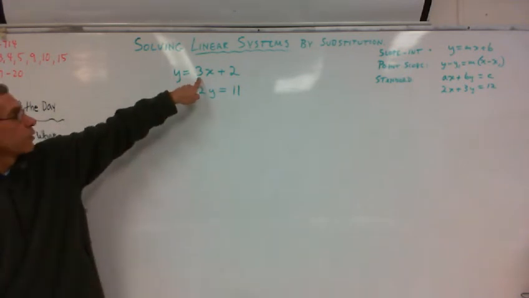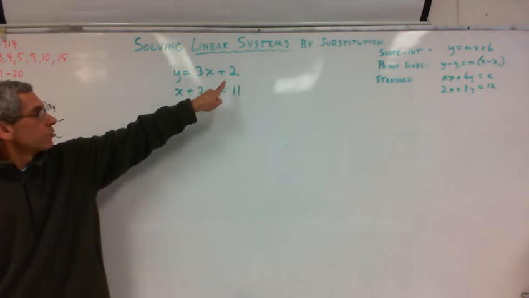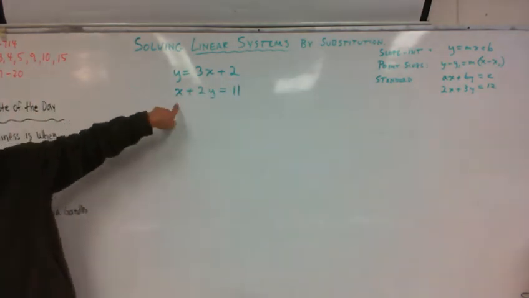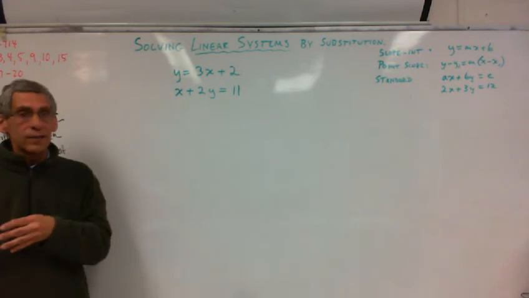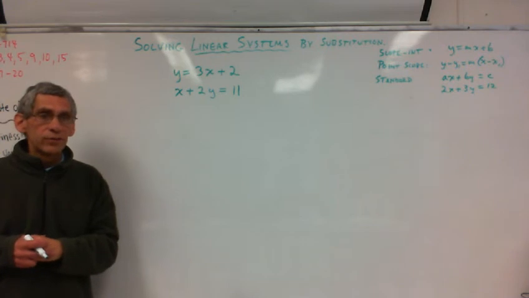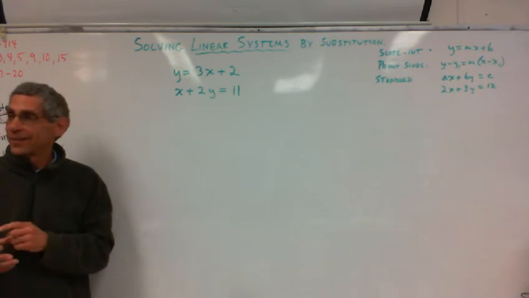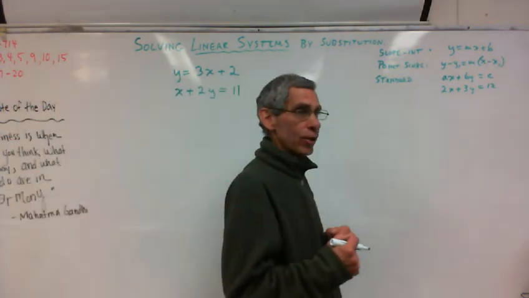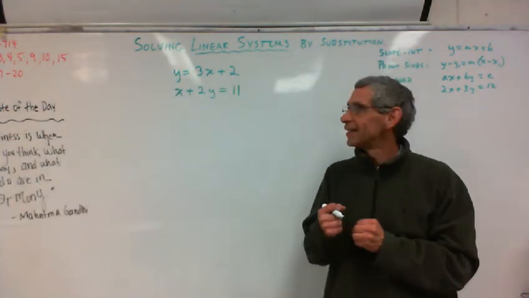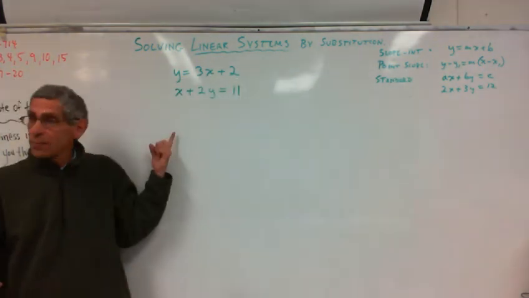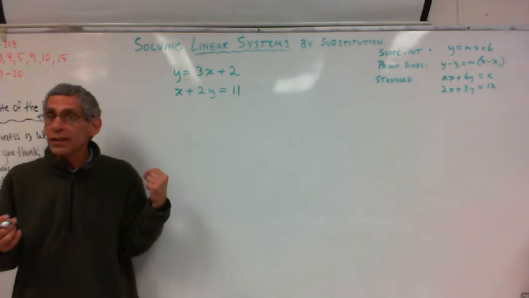It gave me a slope, 3 over 1, and a y-intercept, 2. What is the second equation written in? Standard. I have my x's and my y's on the same side. I don't know how to memorize that, but x's and y's stand together. It's the standard of standing together. Okay, so that's it.